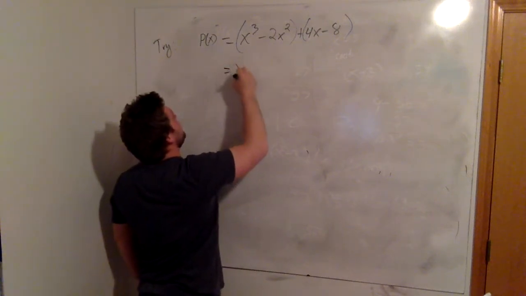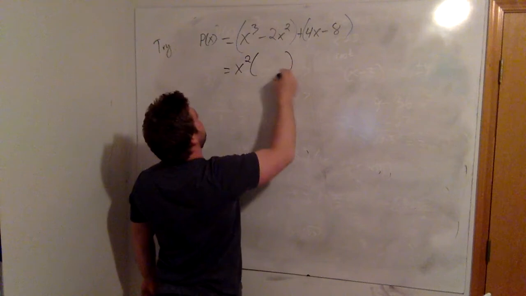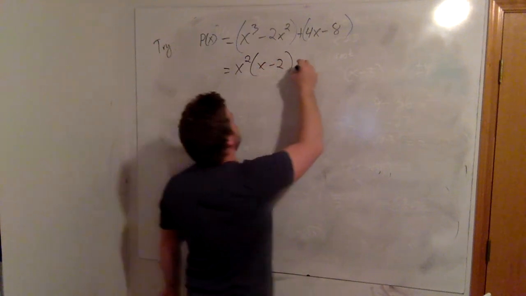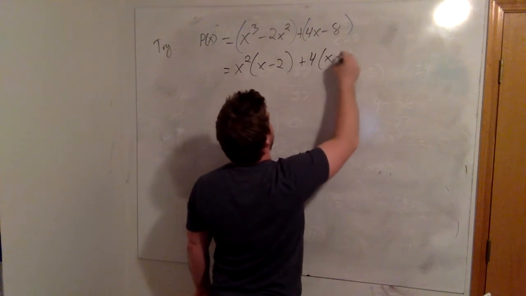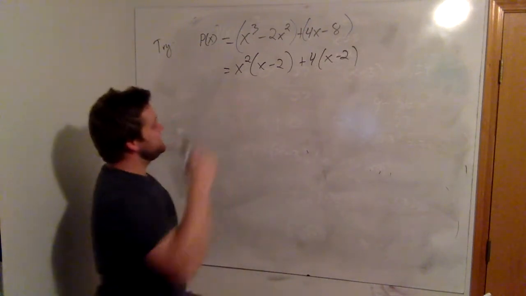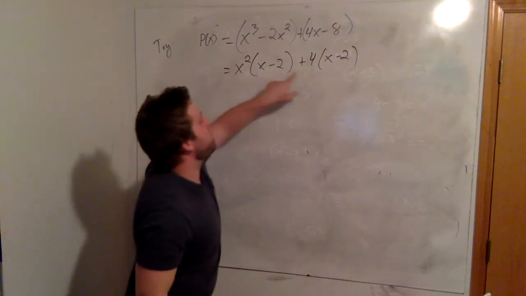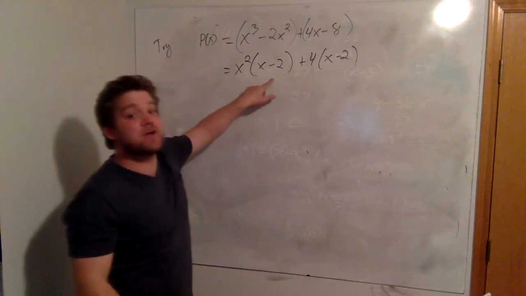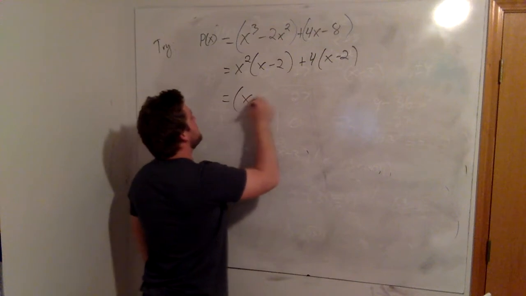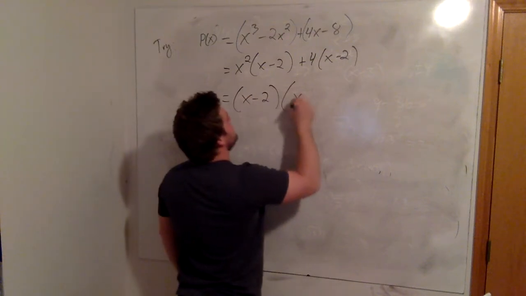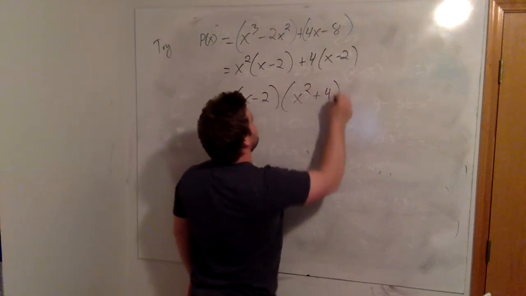So I think I can factor out an x squared, and I'll be left with an x minus 2, plus I can factor out a 4, and I'll be left with an x minus 2. Yes! Look! They have a common factor of x minus 2. Factoring by grouping here will work. Let's factor out the x minus 2. So I'll factor out the x minus 2, and then I'll be left with x squared plus 4.